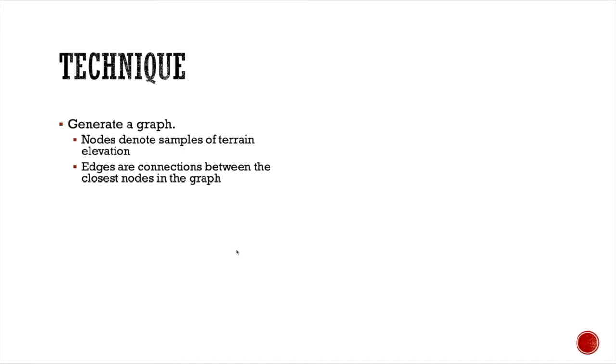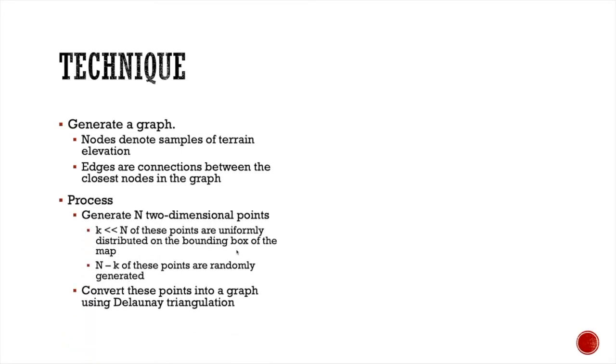So let me describe the techniques that I have in mind and how they might apply to the context of a CS2 course. First, we'll generate a graph. In our graph, each node in the graph denotes a sample of a terrain elevation. The edges in the graph are merely connections between geographically close nodes in the graph. For our process, we will generate n two-dimensional points.